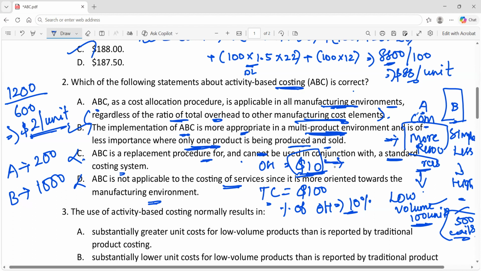Like you have to identify the cost pool, then an appropriate cost driver for each cost pool. Then you have to calculate cost driver rate. So it takes a lot of time. So apply activity-based costing only if there is a significant amount of overhead in your business. If the overhead is very insignificant, it's better not to apply activity-based costing. So option A is not the right answer. Option B is the right answer.